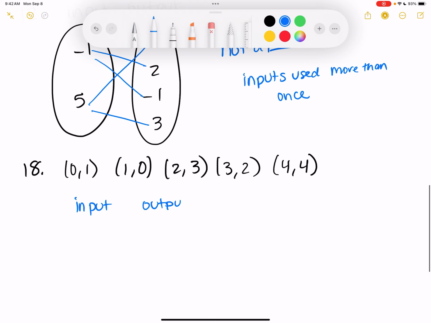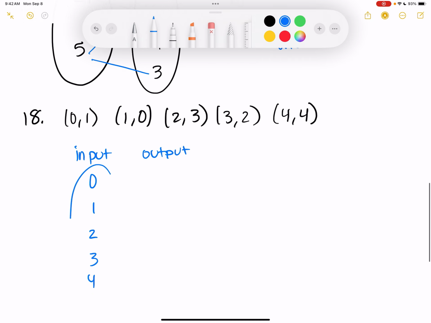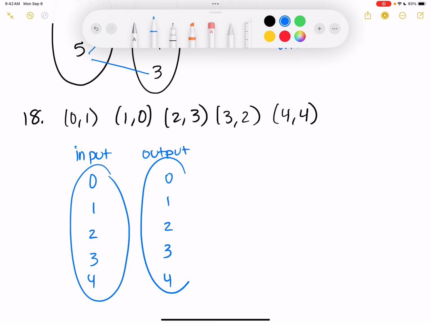And so input values are 0, 1, 2, 3, 4. Output values are also 0, 1, 2, 3, 4. And then I just connect what they go with. So 0 to 1, 1 to 0, 2 to 3, 3 to 2, and then 4 to 4. So each input value is used one time, so this one is a function. Okay, so that's sufficient for showing why it's a function there. If it wasn't, then I would explain that each one is used more than once.